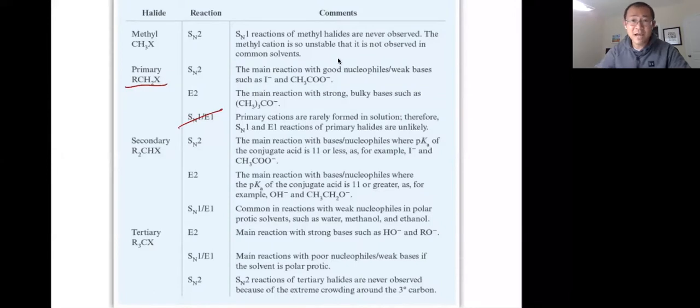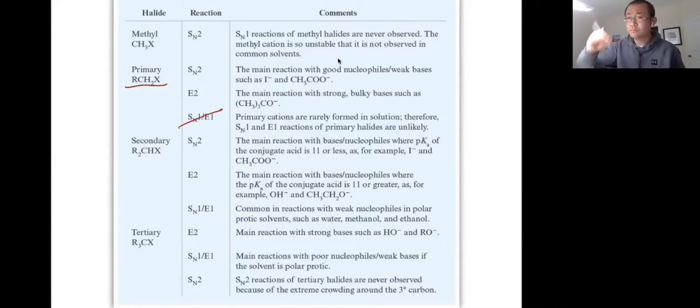When you have a strong nucleophile but a weak base, strong nucleophile means what? Substitution profile. So you get SN2. If you have a weak nucleophile and a strong base, a hindered base, hindered base means what? It's not a good nucleophile, but it's a strong base. Then you have E2. So very clear.